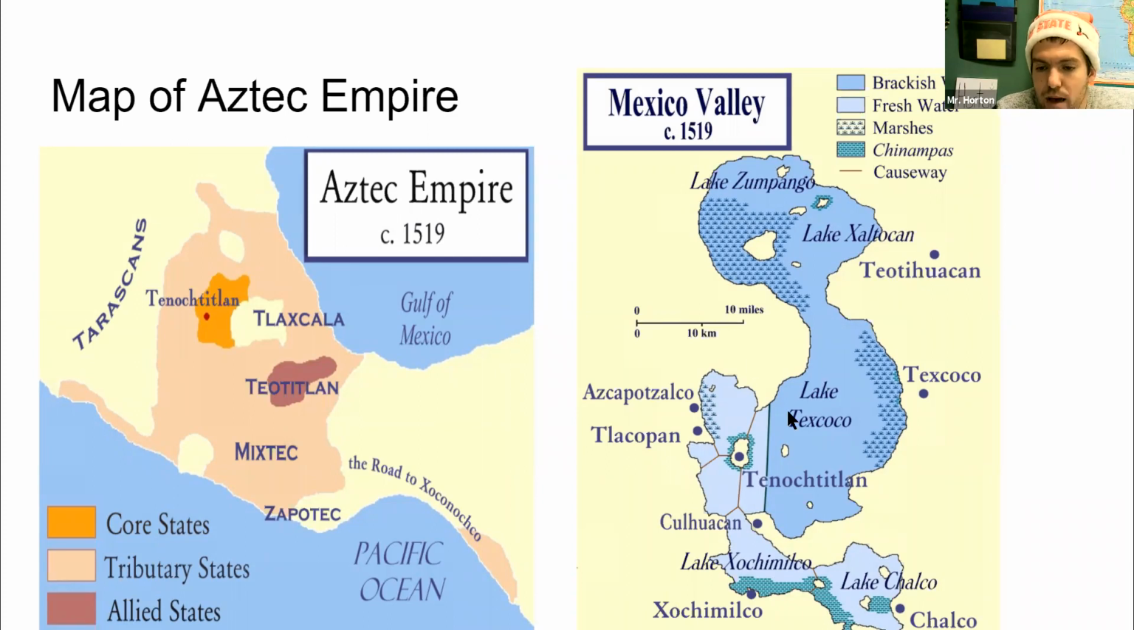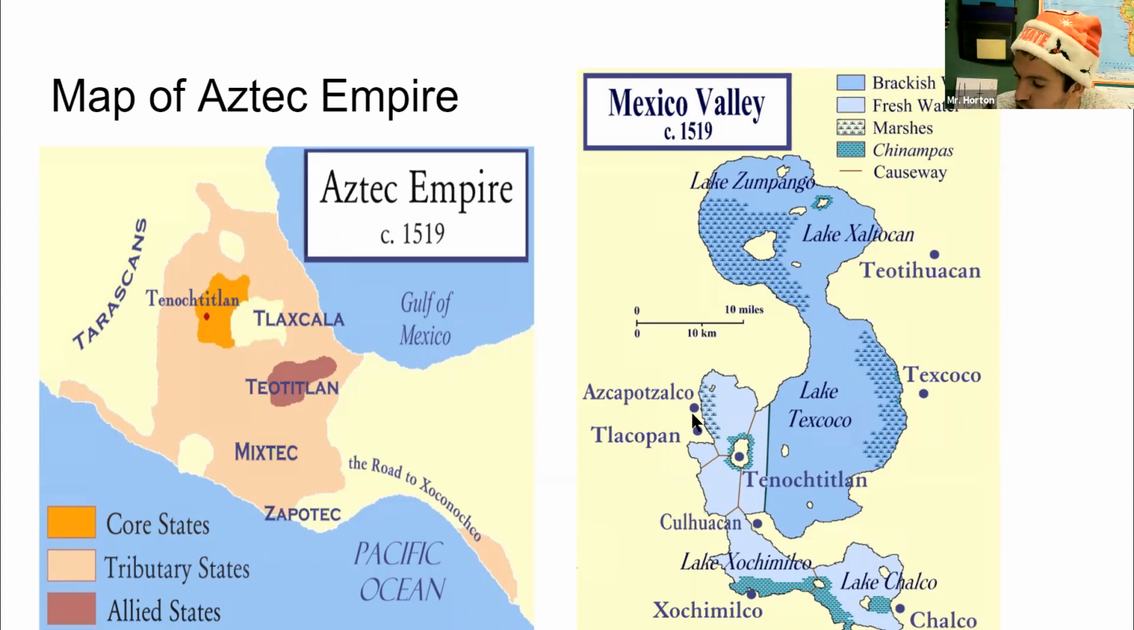All righty. And then the map on the right shows you where Tenochtitlan is located. So here's the island of Tenochtitlan in Lake Texcoco. They had to build their own bridges to connect back to the mainland, so that they could go and get resources from other areas and connect to their empire.